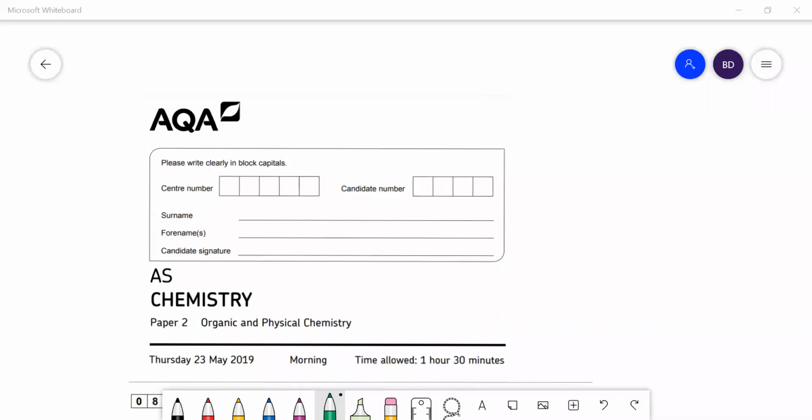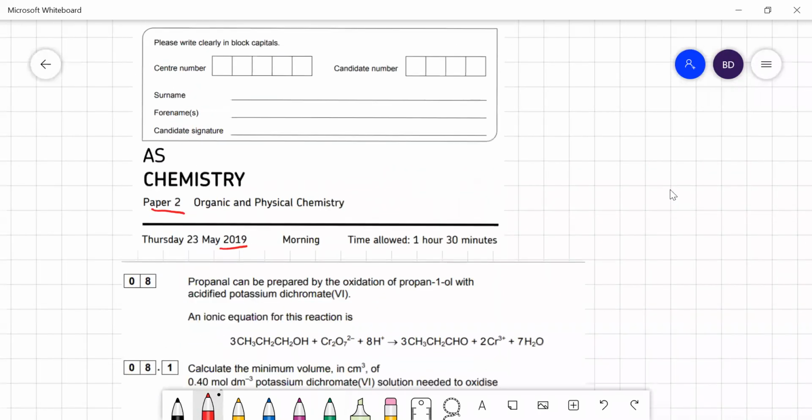Okay, in this video, I'm going to go through AQA AS-level Chemistry, the 2019 paper, and this is paper 2, the second half of the paper. The first half of this paper I did in an earlier video. Okay, so starting off here with question 8.